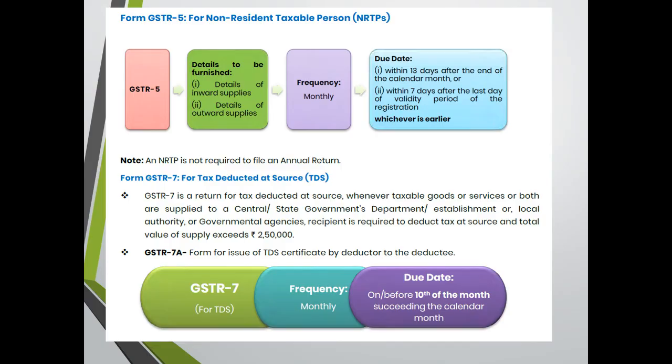This GSTR 7 is submitted on a monthly basis. By the 10th of the succeeding month, you would be required to submit this GSTR 7, and this TDS credit would be reflected in the supplier's account, which can be directly credited to the electronic cash ledger. So in this way, the GSTR 7 form is there for those who have deducted TDS.